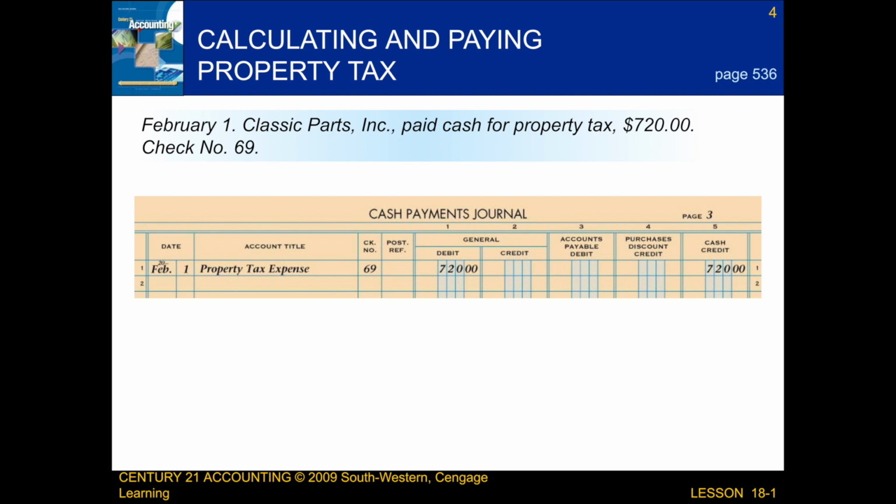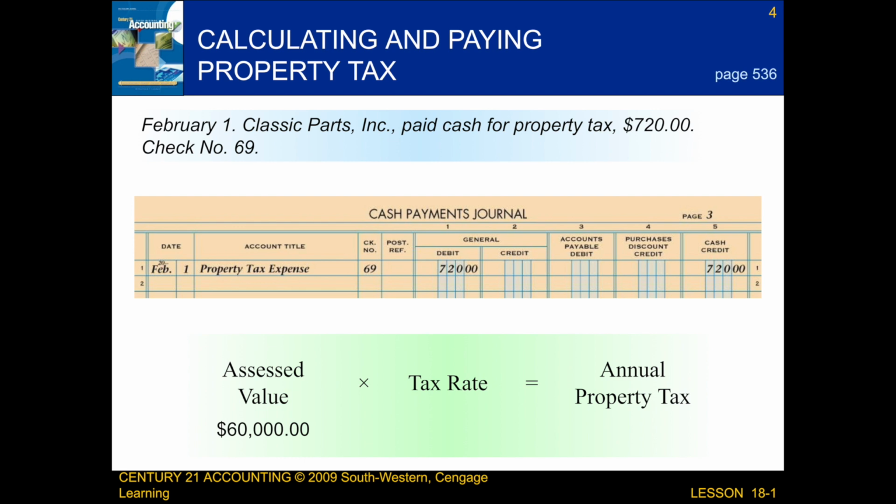And then, in order to calculate the annual property tax, we take the assessed value, which is $60,000, and we multiply it times the tax rate, which is 1.2%, and that will give us the annual property tax amount, which is $720. And we record this amount in the general debit column, and then we record the same amount again as a credit to cash in the cash credit column.